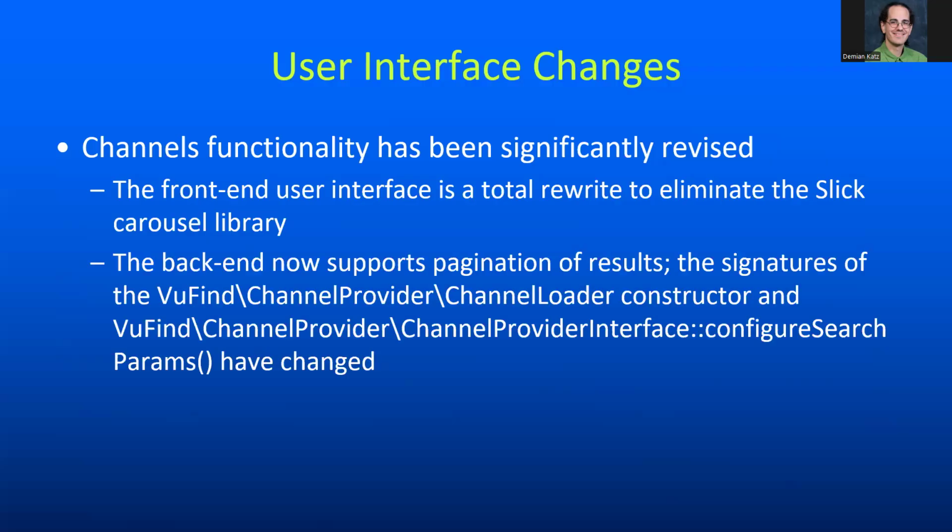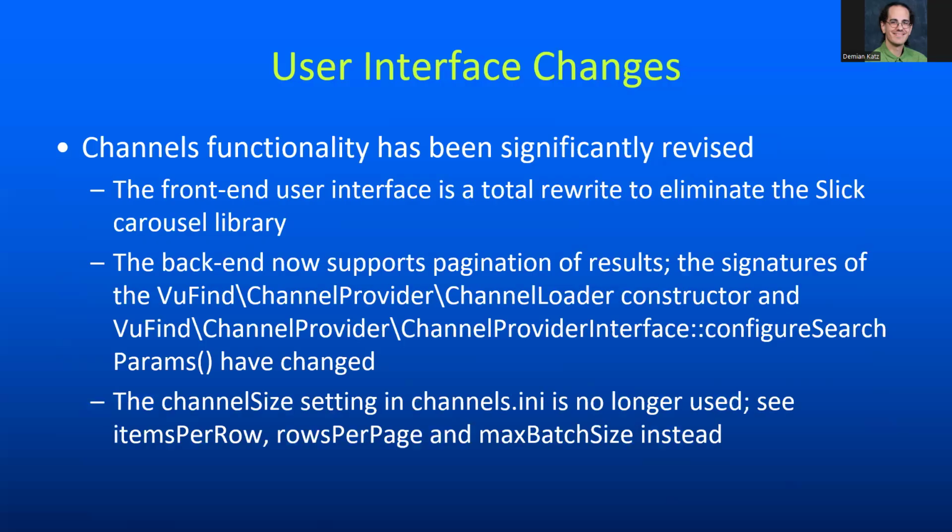Additionally, some of the back-end code has been changed to support improvements on the front end. So the channel loader constructor signature has changed, and the channel provider interface configure search params method has a new signature. Additionally, the configuration for channels is a little different. Previously, channels had a setting in channels.ini called channel size, which just controlled how many values were loaded into the channel. But now we work on a page model.